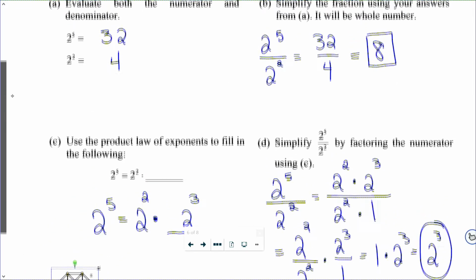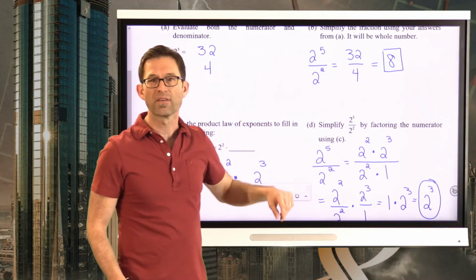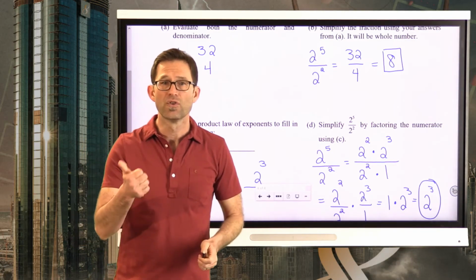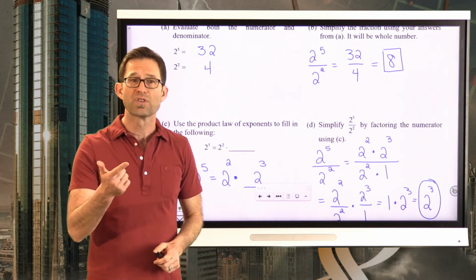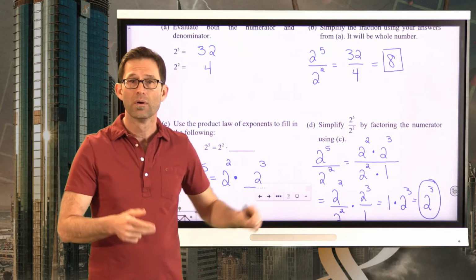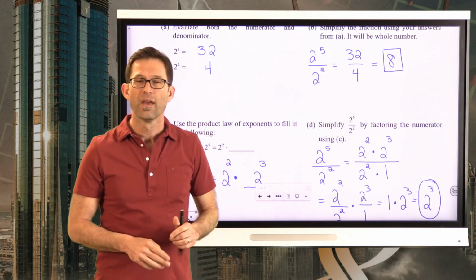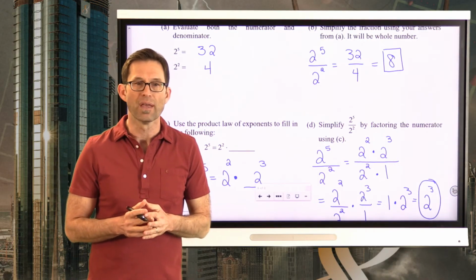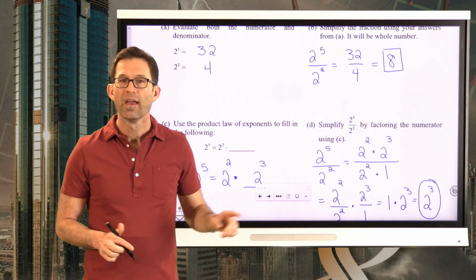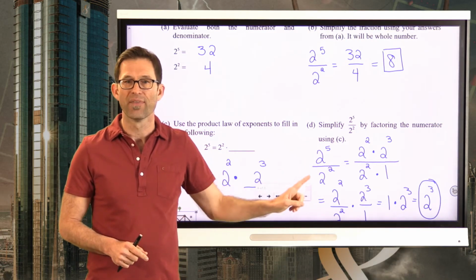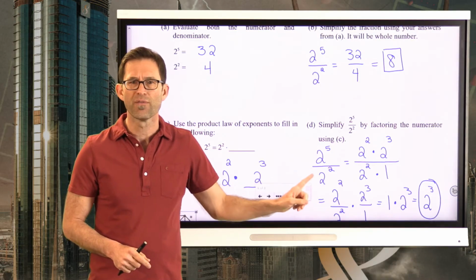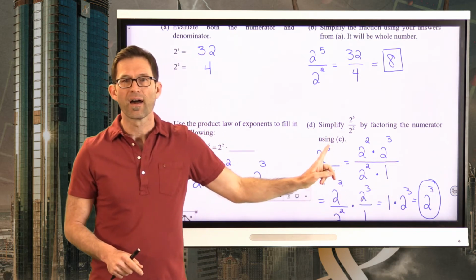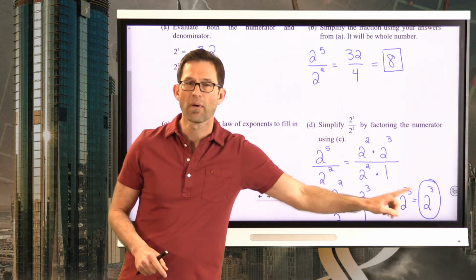Now, I realize up here we got as our answer 8, and down here we got as our answer 2 to the third. But if you think about what 2 to the third is, 2 times 2 times 2, well, 2 times 2 is 4, times another 2 is 8. Now, take a look at something. When I multiply two things together that have the same base, I add their exponents. Here, I divided two things that had the same base, 2 to the fifth divided by 2 to the second, and I got 2 to the third. It's like I got 5 minus 2 as my exponent.